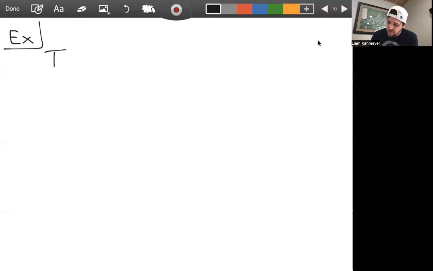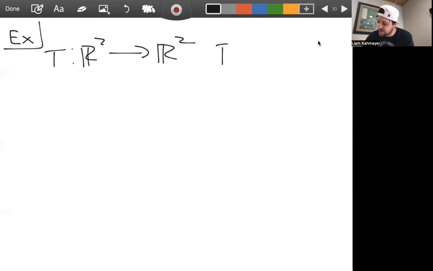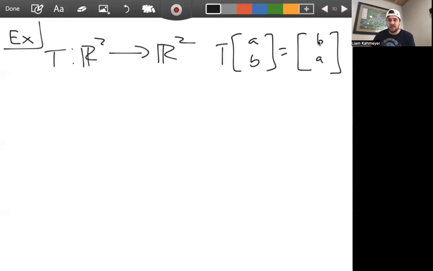Let's say we have a transformation from two-dimensional Euclidean space into itself here. So T is from R2 to R2. And then let's define this by T of (a, b) equals (b, a), right? So we're just flipping the X and Y components here.